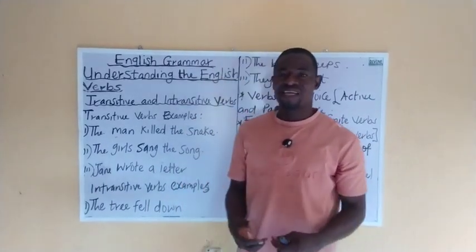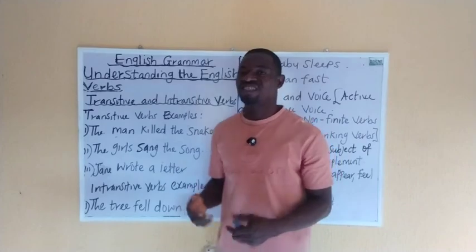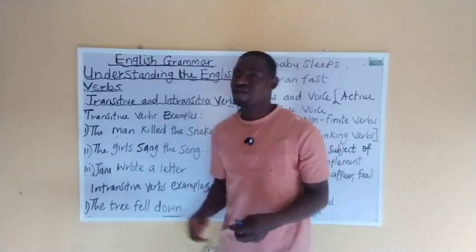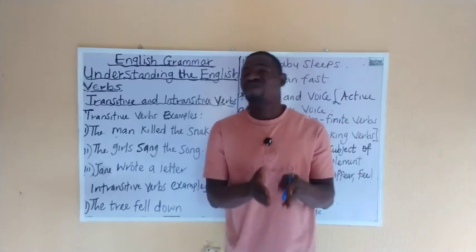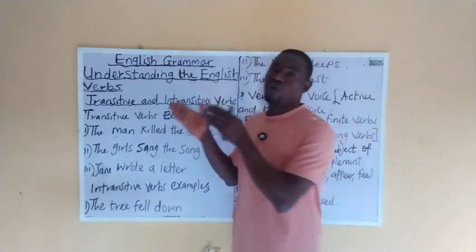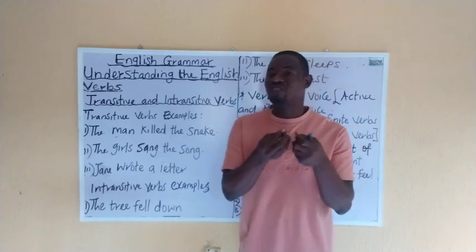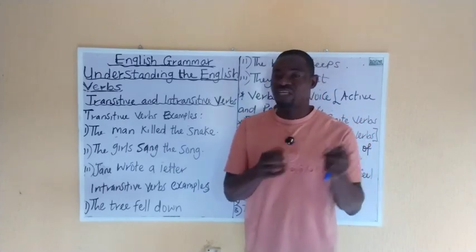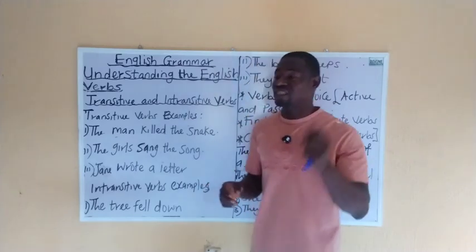Verbs can also be classified as transitive and intransitive verbs. Transitive verbs are those verbs that transfer the action of the subject to an object. In other words, there is an object to receive the action of the subject. Okay, fine. Let's see some examples of transitive verbs.